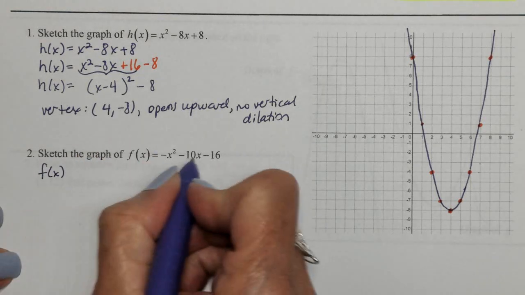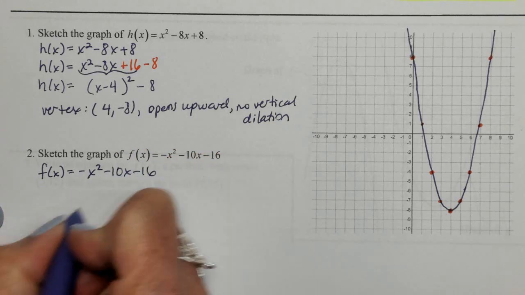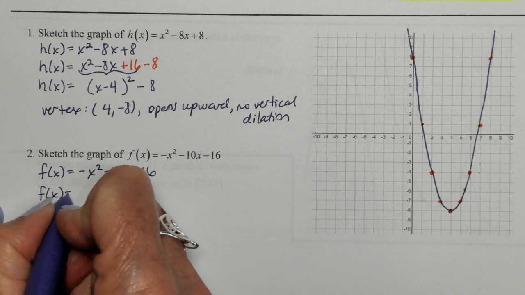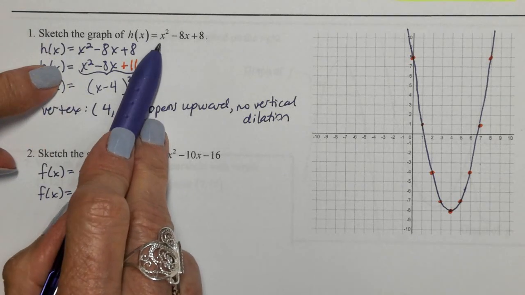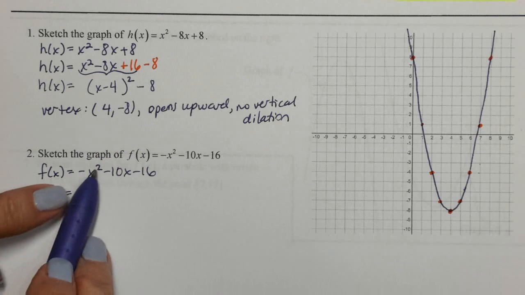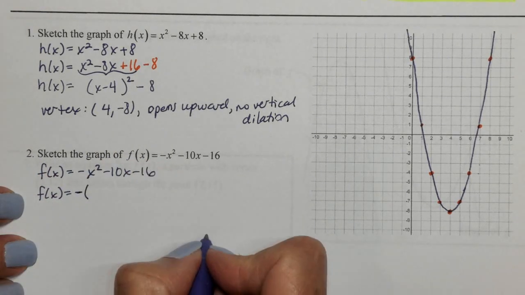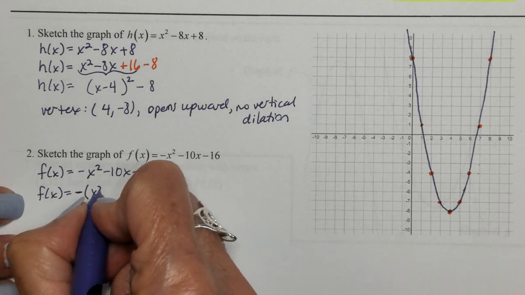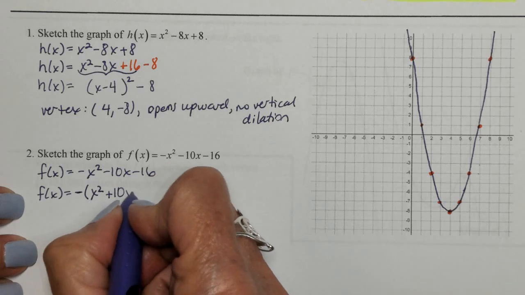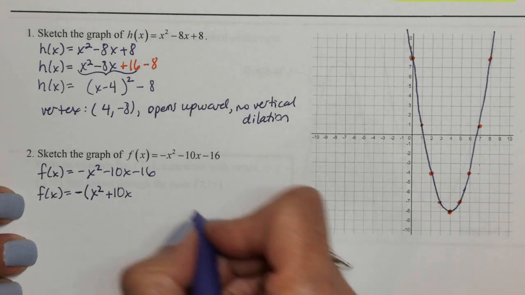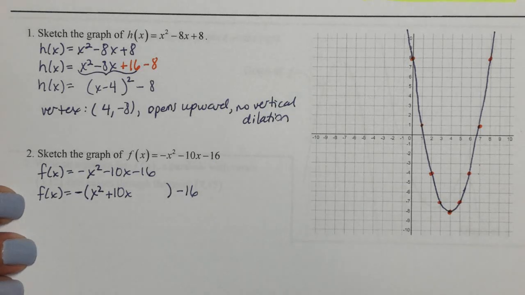Okay, sketch the graph. So I'm going to begin with what I'm given. Now this one is different from the last one. That was easier because there's just a positive 1 in front of the x squared. Here we have a negative 1. We have to begin by factoring that out. I'm going to factor it out of the x squared, and out of the negative 10x, but I am not going to factor it out of the negative 16. That is going to hang out here by itself. Okay?